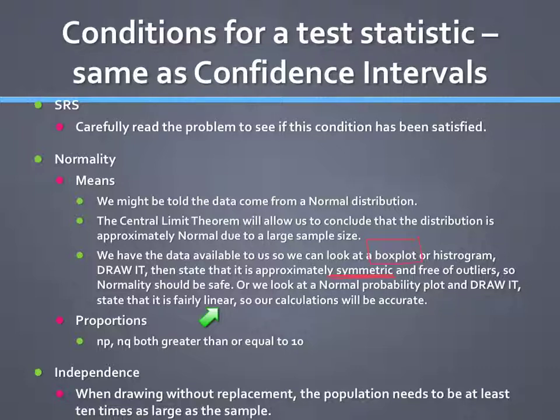For proportions, we don't have any of these processes that we look at for means. We will always use the np and nq rules to see that they're greater than or equal to 10. Again, the central limit theorem cannot apply to proportion problems. And lastly, for independence, when we're drawing without replacement, we want our population to be at least 10 times as large as the sample.